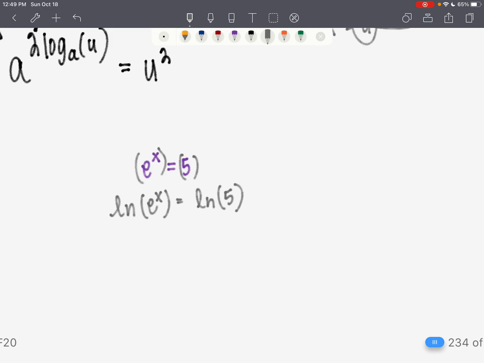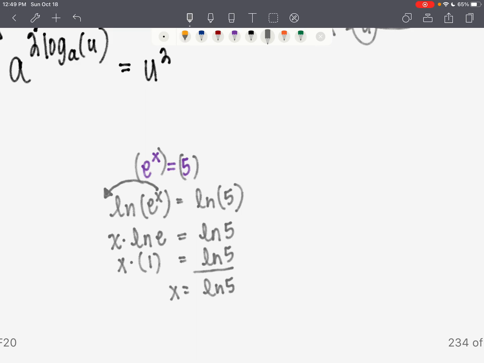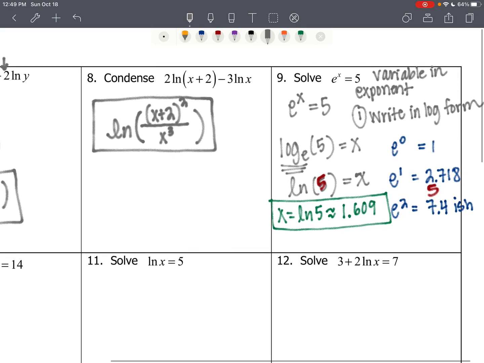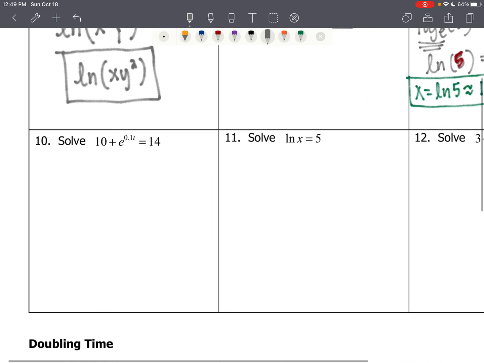And if that's the case, then x can come out to be the coefficient times the natural log of e equals the natural log of 5. Well, the natural log of e is 1. X equals the natural log of 5. And that's what we got for an answer right here. X equals the natural log of 5. But when you can just go straight to writing in log form and not have to natural log both sides, I take the shorter route.